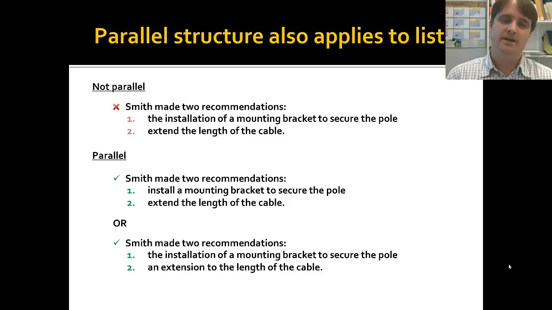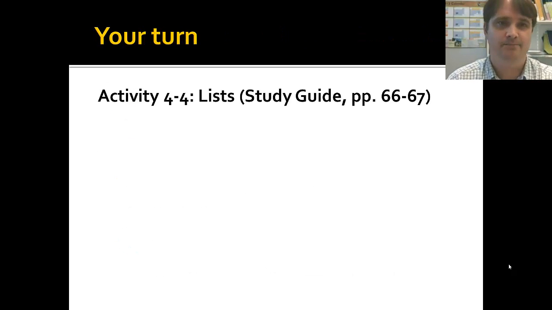Or we could do, Smith made 2 recommendations. The installation of a mounting bracket to secure the pole and extension to the length of the cable. And they both start with noun phrases. So there's 2 different ways that we can make those parallel. And this is very important when you're writing lists. Okay, so your return activity 4.4 lists in the study guide, pages 66 to 67, have some examples of these, and so have a go at those.